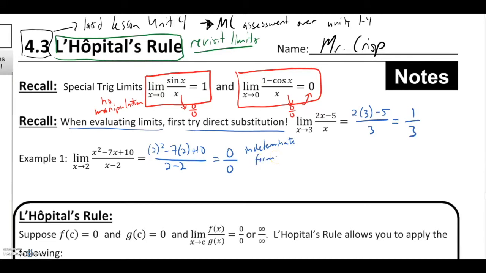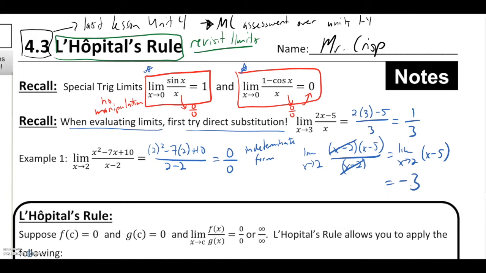But this one, unlike the two trig limits that we see up top, we could manipulate. Looking at a rational function, we could factor our problem. Factoring the numerator, x minus 2 times x minus 5 over x minus 2. We would have noticed this actually shows we have a hole in the graph at 2. A hole in the graph means my limit can still exist. Evaluating at the simplified version, we got a limit equal to -3. But this is only possible due to factoring.